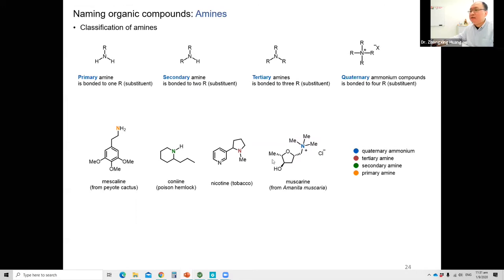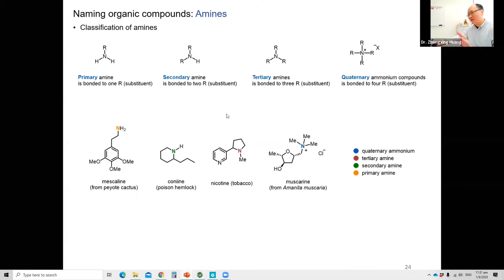An interesting thing is that you may recognize nicotine. It's in cigarettes. This is poison hemlock, and this is isolated from a mushroom. These are all very poisonous. So basically, if you find some nitrogen compound in nature, there is a high chance that it's a poison.